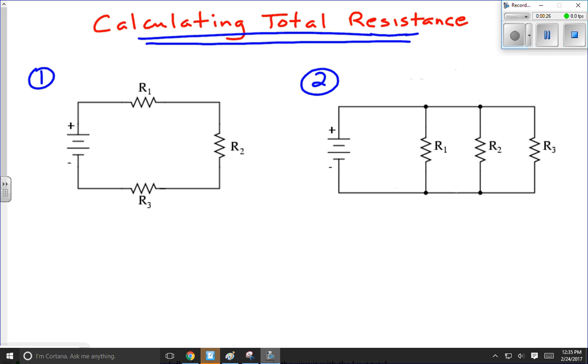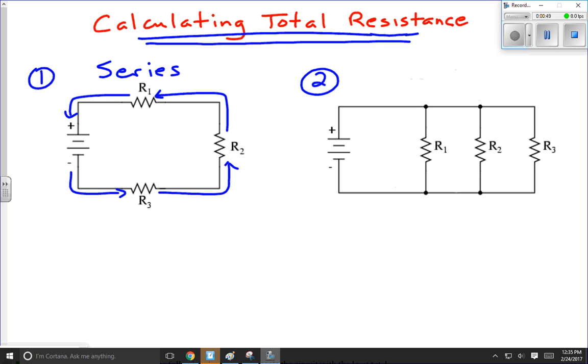So we have 3 resistors connected to a power source. And we can see here in number 1, they are connected one after another, which means any electron traveling through the circuit has to pass through one before it can pass through the next. And it has to do that in a series, therefore this is a series circuit.